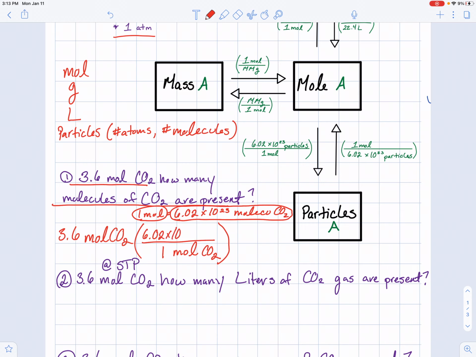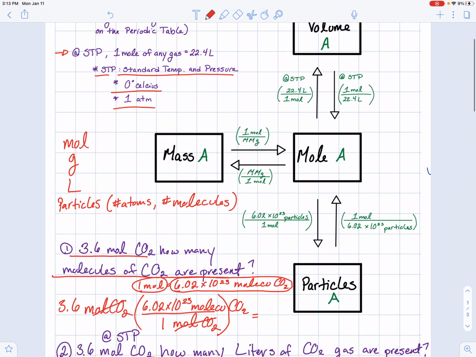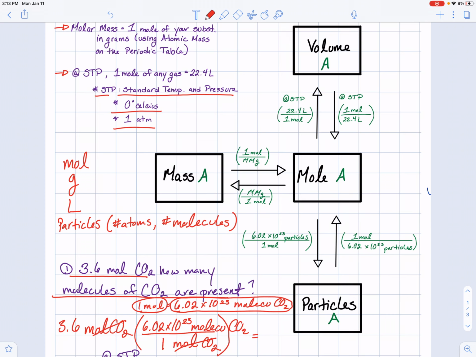6.02 times 10 to the 23 molecules over 1 mole. And then when I go to solve this, what will happen is moles of CO2 will cancel, and when I multiply 3.6 times 6.02 times 10 to the 23, I will get the number of actual molecules in this particular sample.